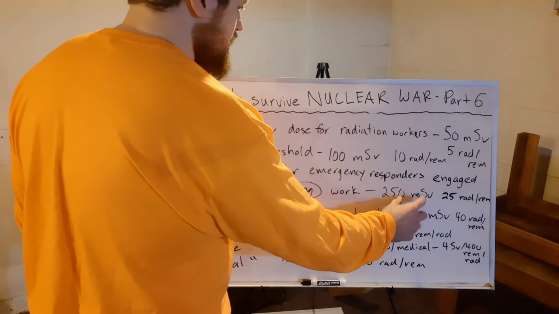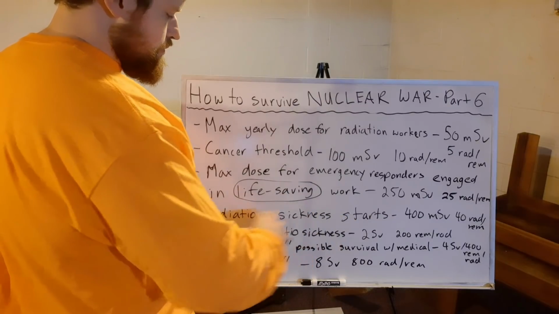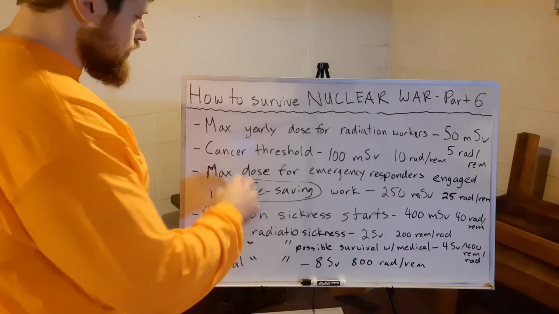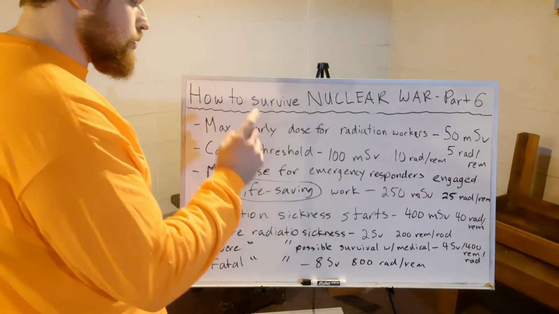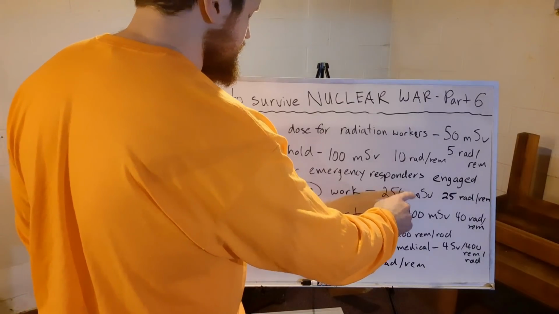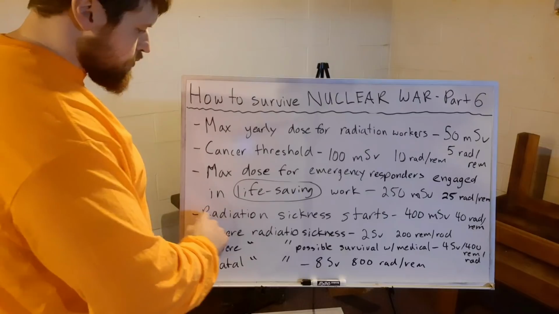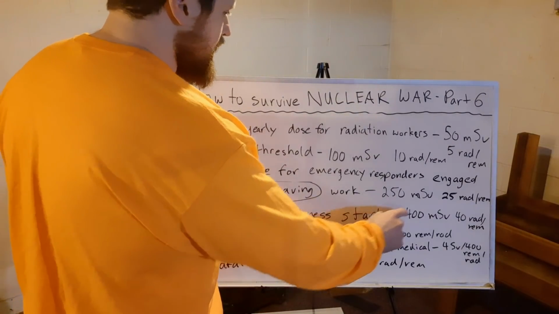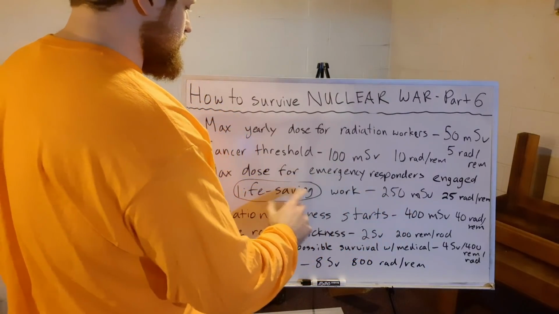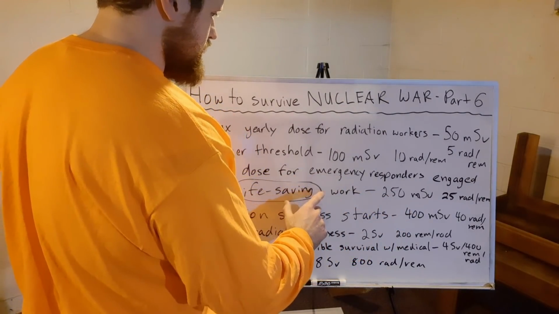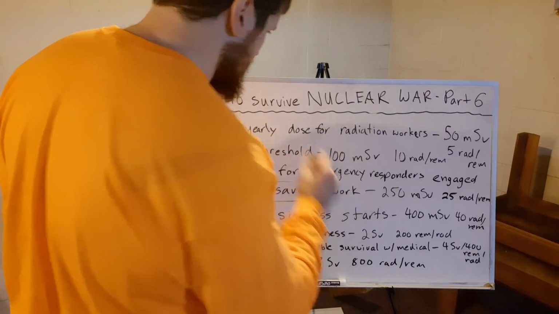That is the maximum dose that we really want to have, because once you go above that, that's when you can run into radiation sickness. So this is the maximum dose for first responders engaged in life-saving work. They should not get more than 250 millisieverts or 25 rads or 25 rems. Radiation sickness begins at 400 millisieverts, so not much higher than the max dose for first responders engaged in life-saving work. Only 150 millisieverts more is when radiation sickness begins.